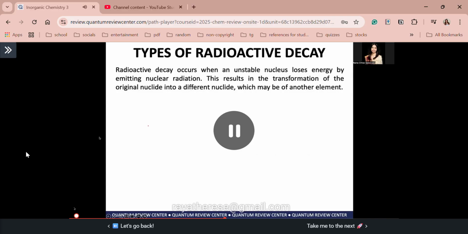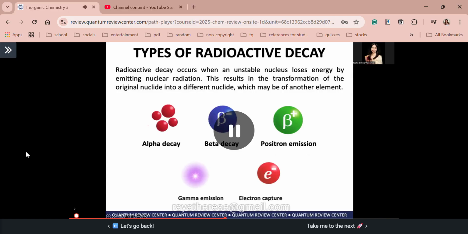Now, let's proceed to the types of radioactivity. The 5 types of radioactivity include alpha decay, beta decay, positron emission, gamma emission, and electron capture. So, again guys, radioactive decay occurs when an unstable nucleus loses energy by the emission of nuclear radiation. So, para masabi natin radioactive ang isang nuclide, okay, it has to emit nuclear radiation. So, in alpha decay, alpha particles are emitted from unstable nucleus. Beta particles naman in beta decay are emitted from unstable nucleus in the form of beta particle or electron.